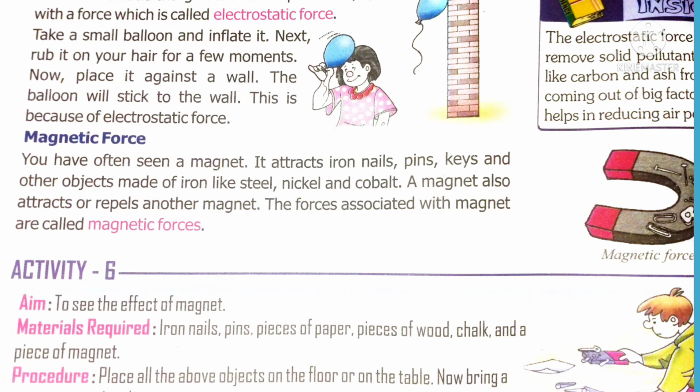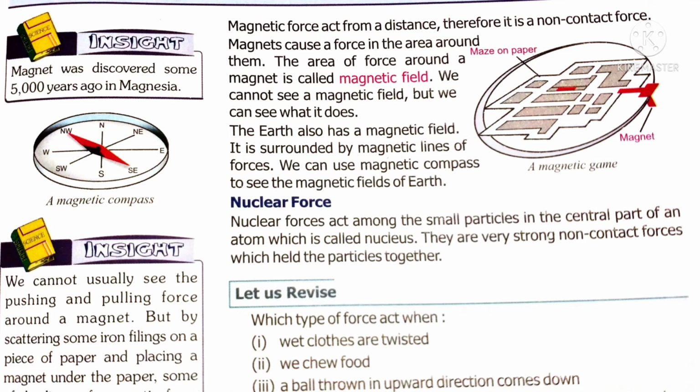The magnet was discovered in Magnesia. This is a place named Magnesia, so the magnet is named after this place. There will be electric and magnetic fields around a current-carrying conductor, that is a wire. In the same manner, we can see a magnetic field around the magnet. Earth also has a magnetic field, and our earth is surrounded by magnetic lines of force. By using a magnetic compass, we can see the magnetic field of our earth.